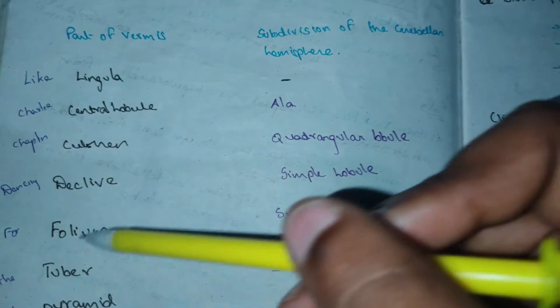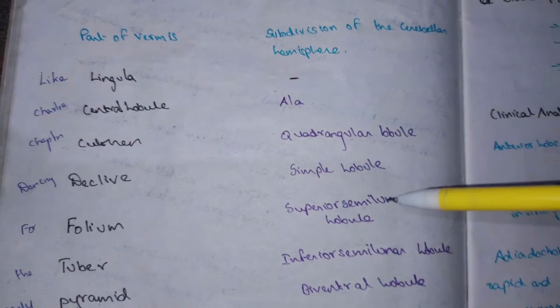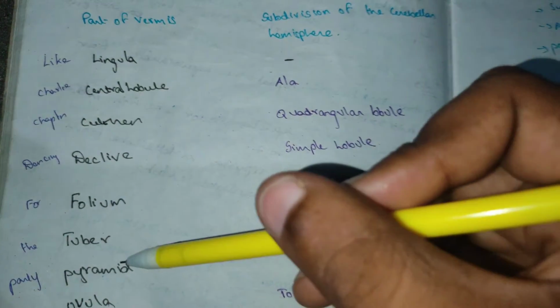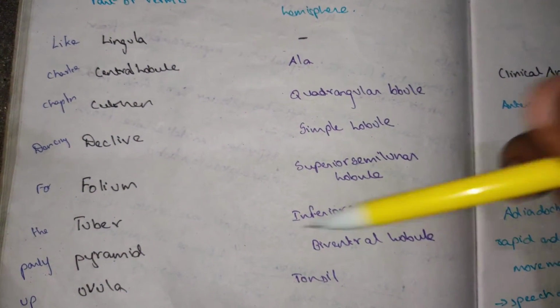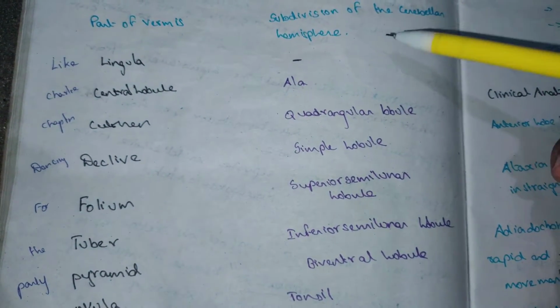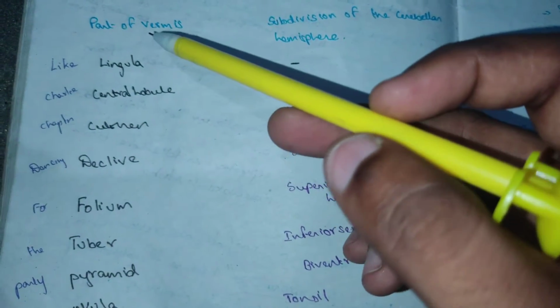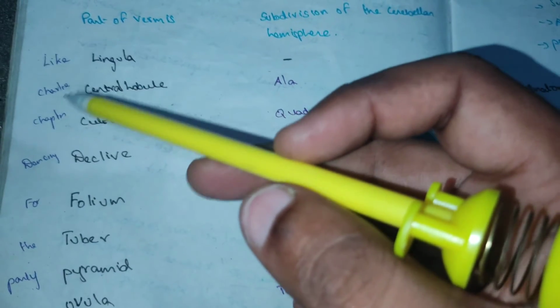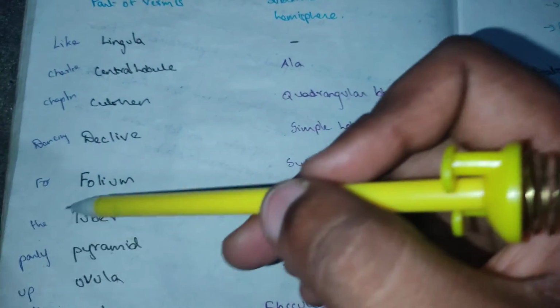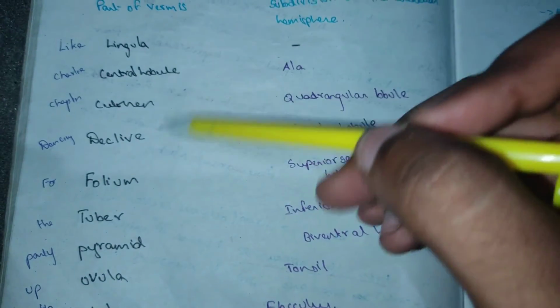Vermis part declive, simple lobule. Folium, superior semilunar lobule. Tuber, inferior semilunar lobule. Pyramid, biventral lobule. Uvula, tonsil. These are the parts of the vermis and the subdivisions of the cerebellar hemisphere. The mnemonic for the vermis is: Charlie Chaplin dancing for the party up north.